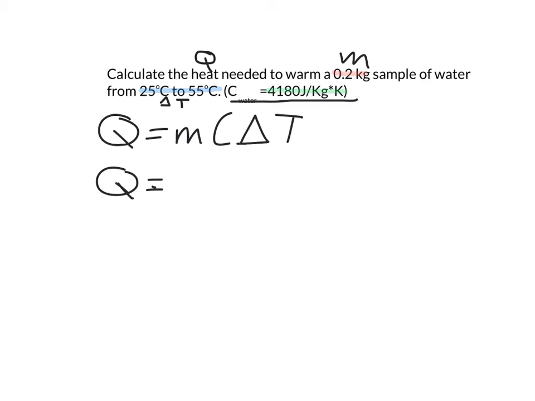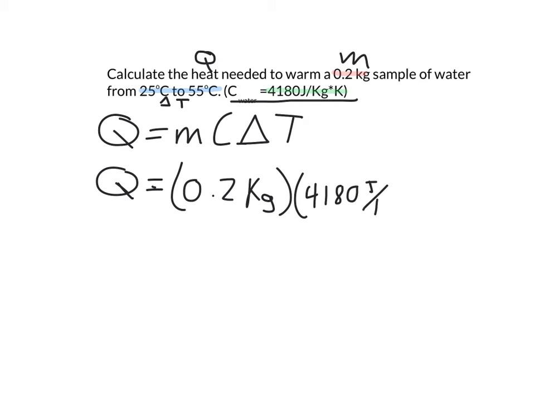So this is the heat equal to the mass, that is 0.2 kilograms, times the C, that is 4,180 joules per kilogram Kelvin, times the change in temperature. The change in temperature is 55 minus 25.